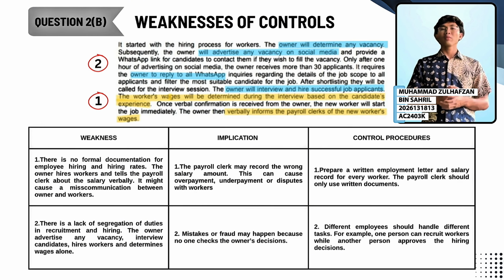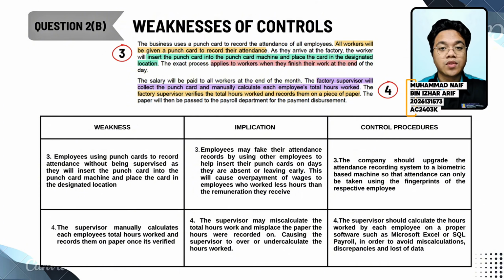Assalamualaikum, my name is Muhammad Naif and I'll be explaining weaknesses 3 until 5. Okay, the company currently uses punch cards to track employee attendance. Workers insert their cards into a machine when they arrive and leave. At the end of the month, the factory supervisor manually collects these cards, calculates each employee's total hours worked, writes it down on paper and passes it to the payroll department.